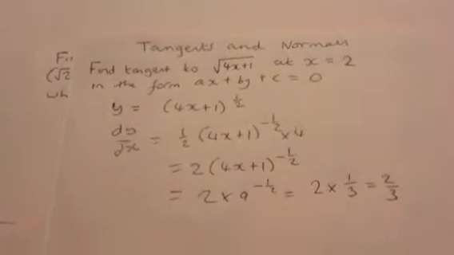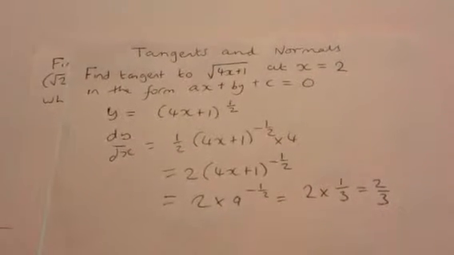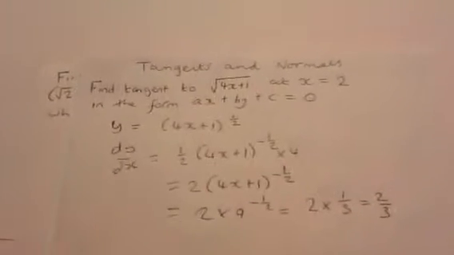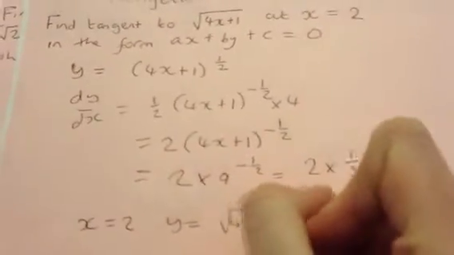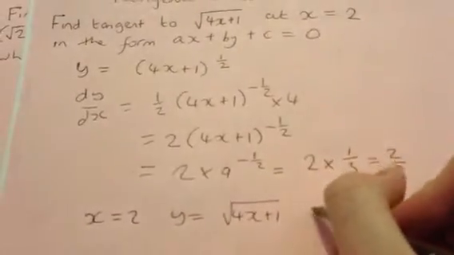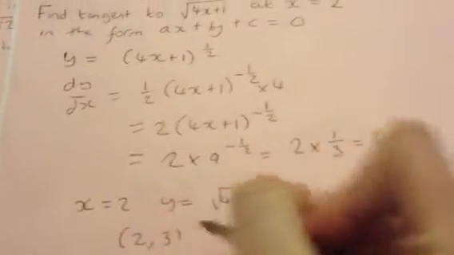Okay, so now we know that we have got x equals 2. We've got the gradient. Now we need the y coordinate. So if x is 2 and y is the square root of 4x plus 1, that's the square root of 9. So y is 3. So the point (2, 3), the gradient 2/3.